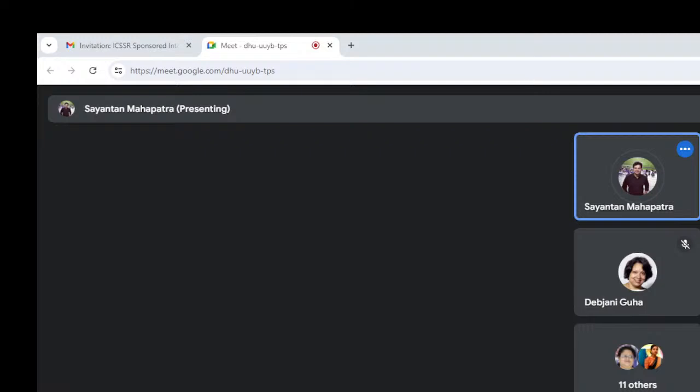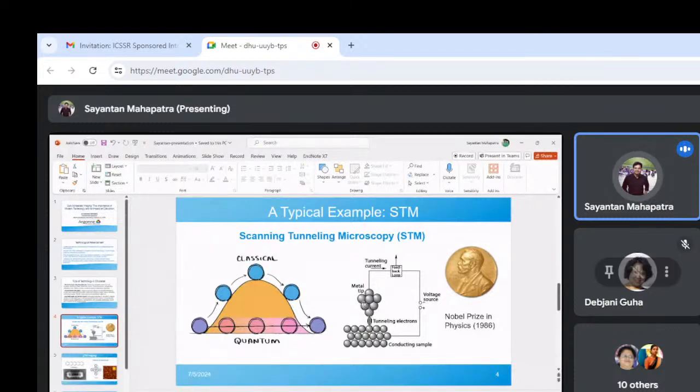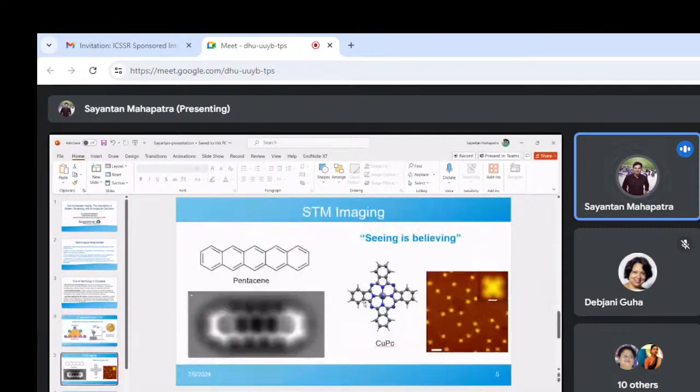Now this is a first real life example of how quantum mechanics can be implemented in modern day technology. And now you have a tip, so if you scan the surface with this tip, you can actually see very, very small features on the sample. Now I want to show you some very important examples, which is seeing the molecule. What we try to believe is that seeing is believing.